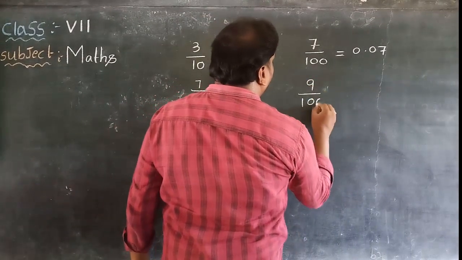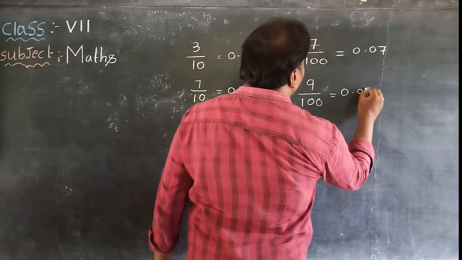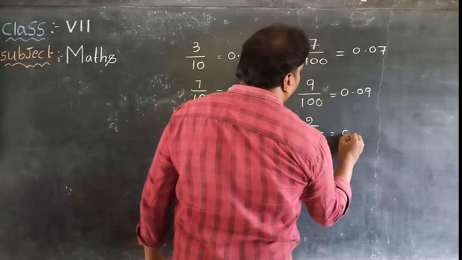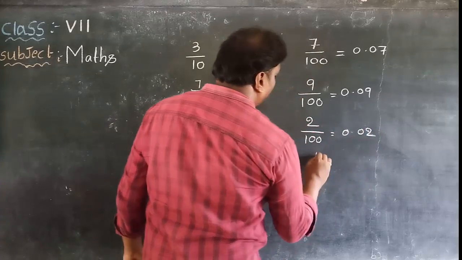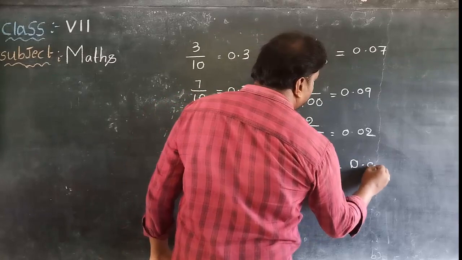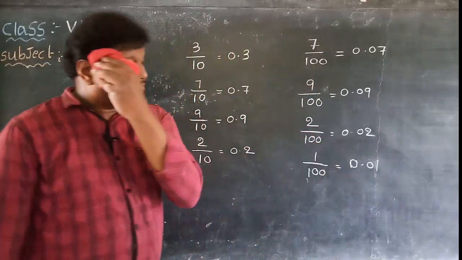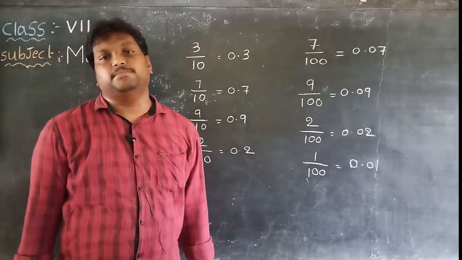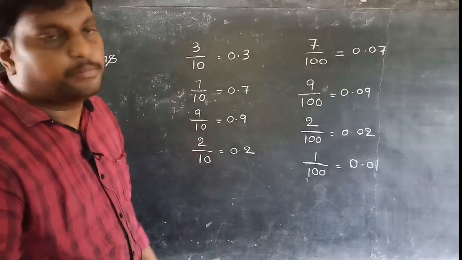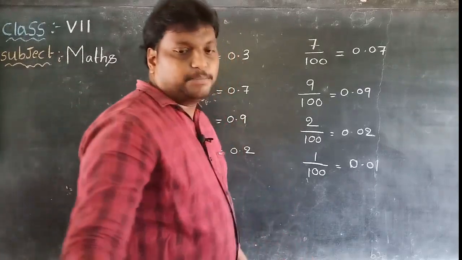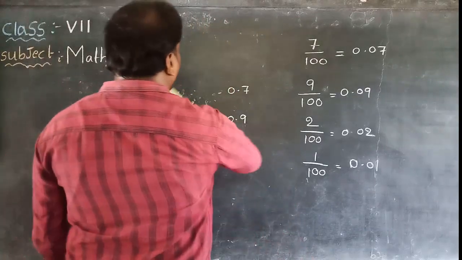9 by 100 is nothing but 0.09. 2 by 100 is nothing but 0.02. 1 by 100 is 0.01. Okay, like this we have to convert fractions into decimals, same as in thousands also.